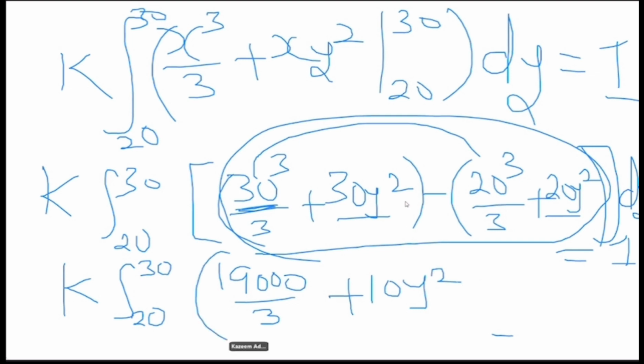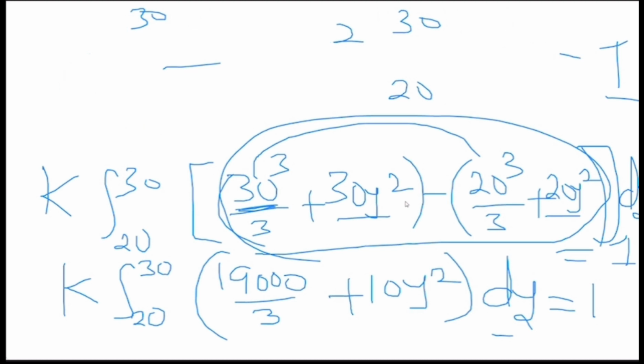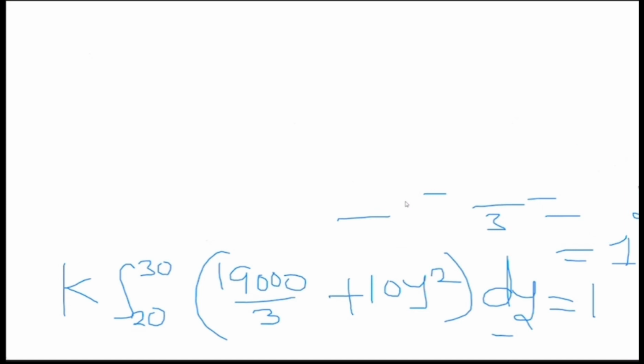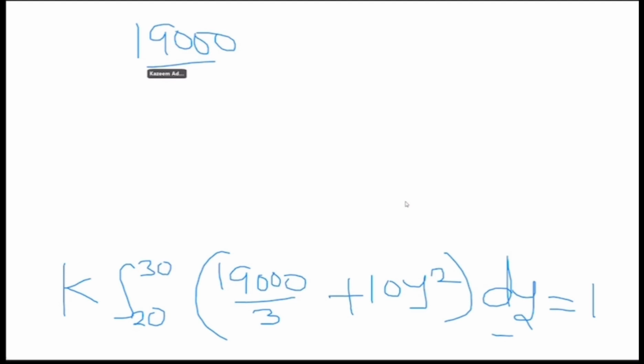And don't forget, the next operation I want to do is to integrate with respect to y. Take a look at that. Integrating with respect to y, the constant is going to be 19,000 over 3. If I integrate that with respect to y, I'm going to have 19,000 over 3 times y.